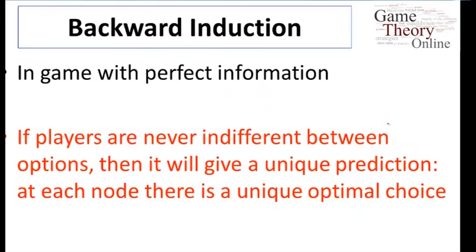So generally when we look at backward induction, if we're working with these games of perfect information, if players are never indifferent between options, then it will give us a unique prediction. So players will always have a single strategy at every particular node that maximizes their payoff. And then we have a unique prediction at every node. We can back up the tree. We end up with a unique prediction overall.